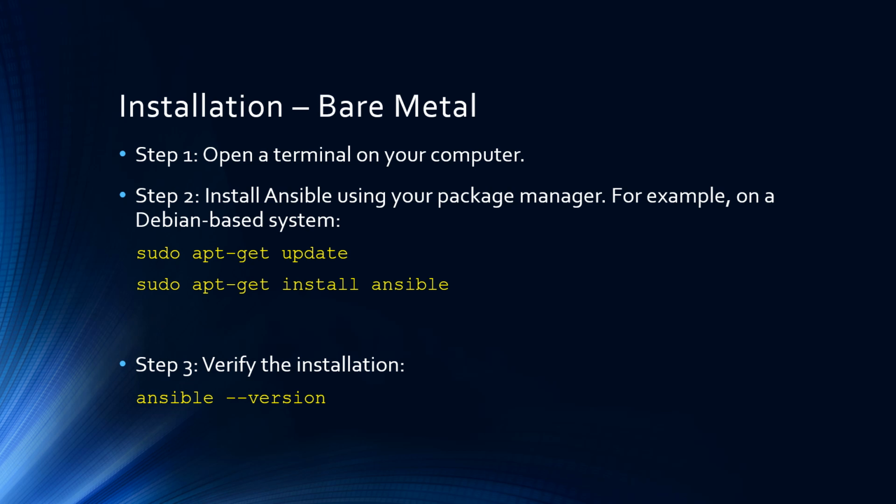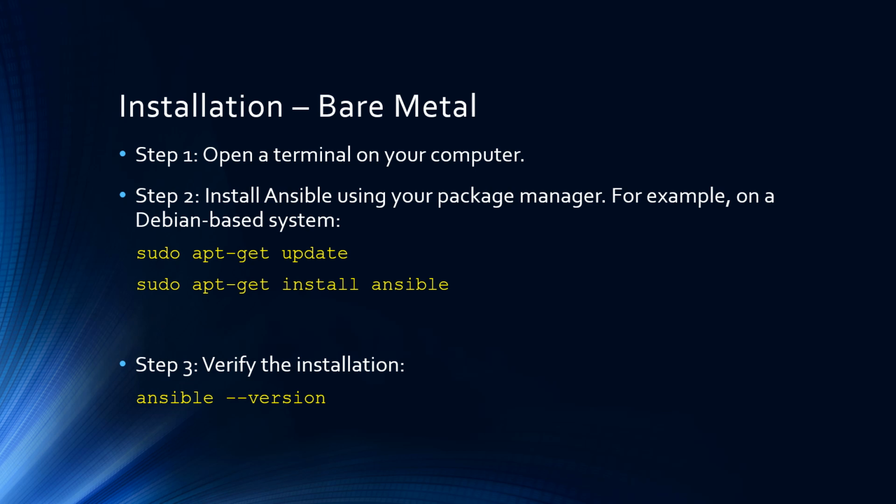When running the apt-get commands shown on the slide, it's important to understand what's happening behind the scenes. The update command refreshes your package index, ensuring you're getting the latest version of Ansible. The install command then pulls down and installs Ansible and its dependencies.